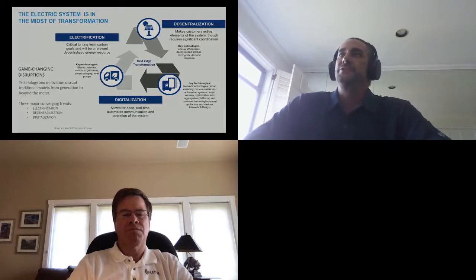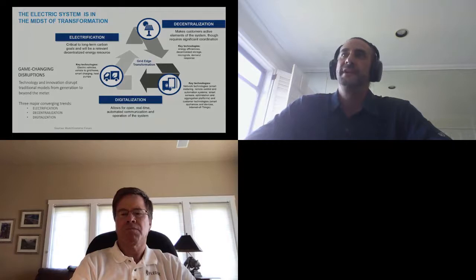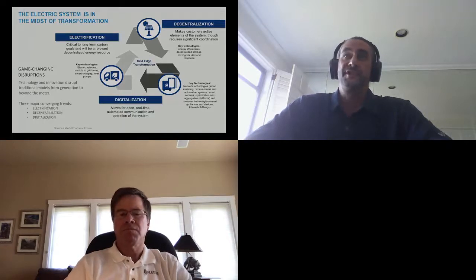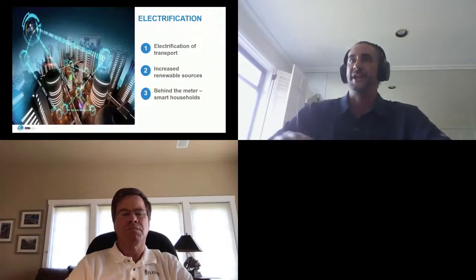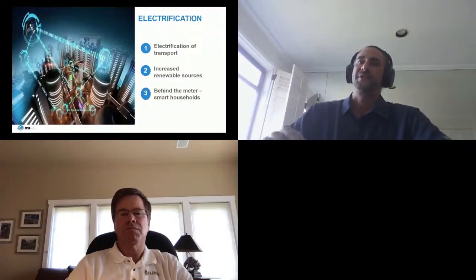Electrification is critical to long-term carbon goals. That includes electrification of transport, not only cars, but also rails, planes, etc. Increase of renewable sources affect forecasting and load management. Behind the meter has a whole new meaning with fully integrated households, some of them becoming prosumers that incorporate smart appliances. Next slide, please.